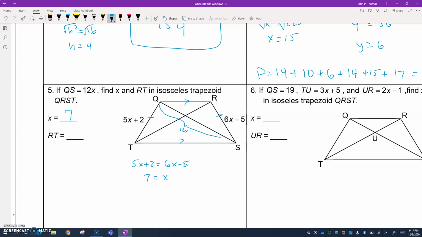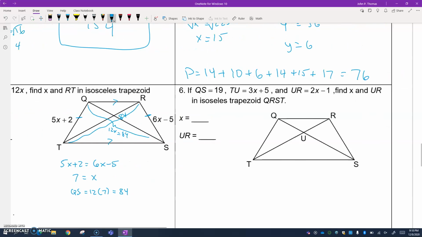Now, once I have that 7, I can bring it back in, because we know QS equals 12 times x, which would be 12 times 7, which would be 84. All right, so if QS is 84, we know that the diagonals in an isosceles trapezoid are congruent, so we get 84 for that side as well. And that's our RT. So again, there we're banking on the fact that in an isosceles trapezoid, diagonals are congruent.